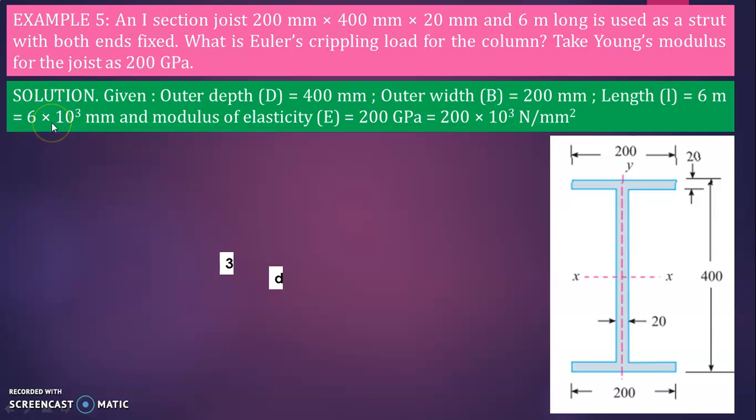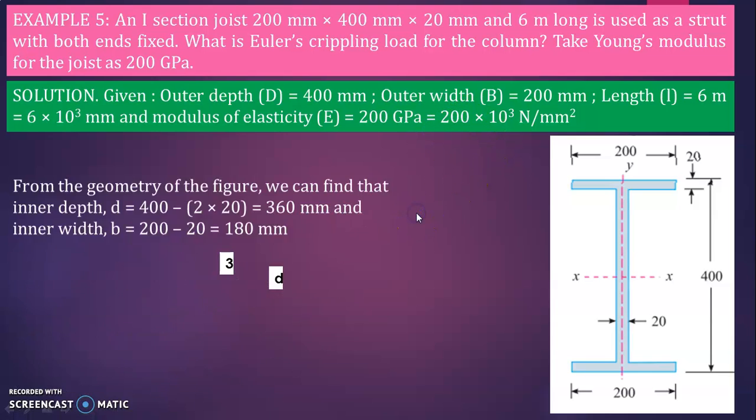So you can convert it into millimeters, 6 into 10 raised to 3 mm. Then the modulus of elasticity is 200 GPa or 200 into 10 raised to 3 Newton per millimeter square. First you have to calculate I, because Euler's crippling load is PE equal to pi square EI divided by LE square. Here all data are given except I, so you have to calculate I.